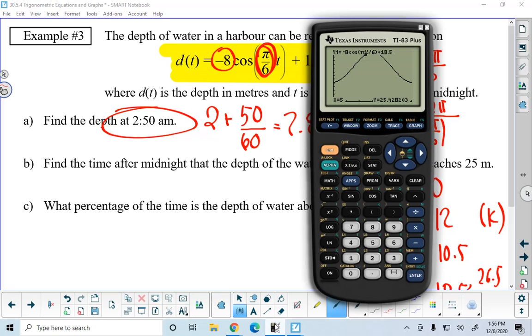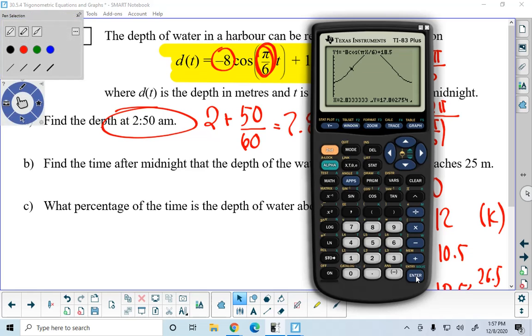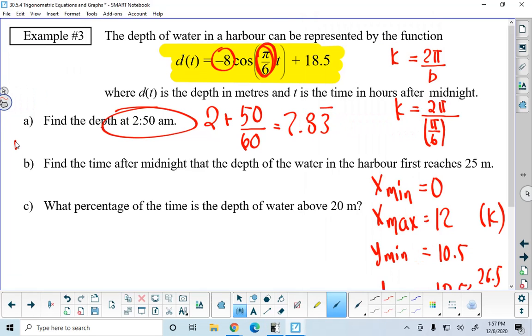So all I do is I enter now go trace, .83333. By the way, you could go trace and enter 17 over 6. The answer to the question is 17.8 meters. Are we okay with question A? And does anybody have any questions with A?